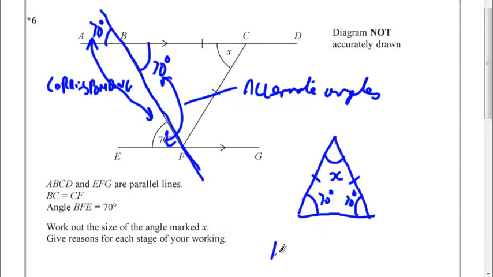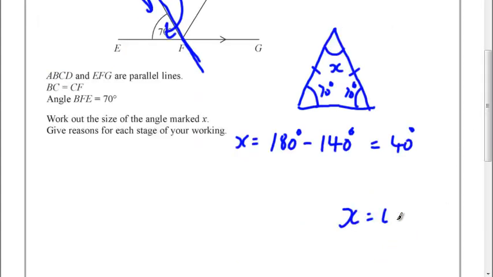And 180 degrees, this is X now, minus the 2 70s. Well, 2 70s are 140, aren't they? So X must equal 40 degrees. X equals 40 degrees. Okay, and they want to know what this is, so we have to say isosceles.